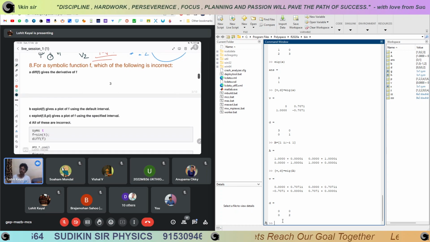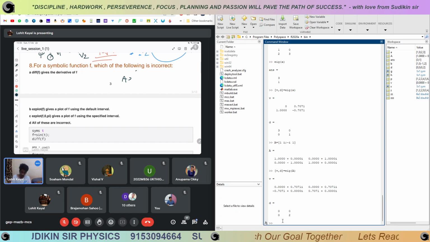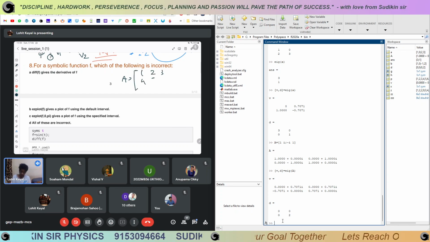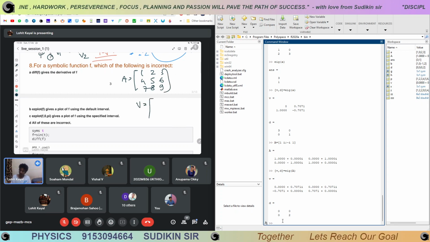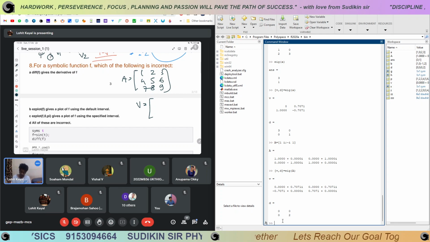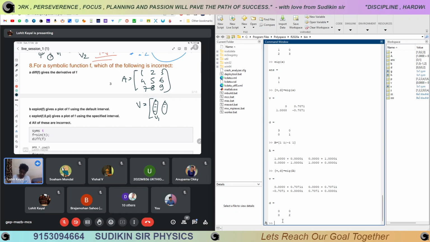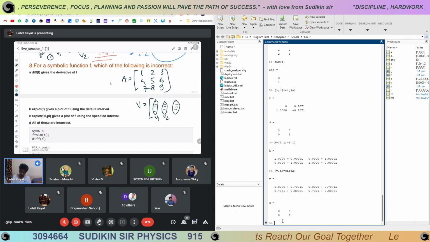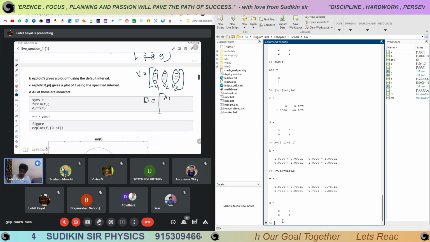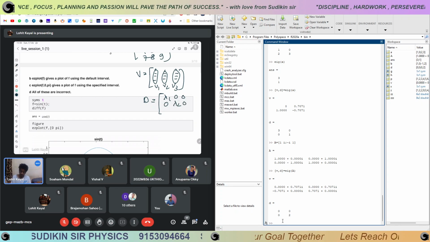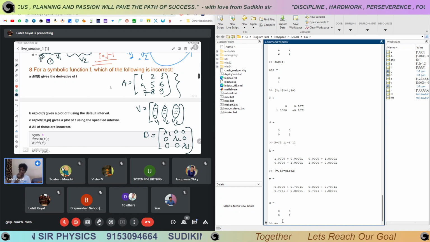Now you can try it at home for a 3 by 3 matrix. Suppose you take any matrix, 1 2 3 4 5 6 7 8 9. You will see that V will be a 3 by 3 matrix. This column 1, 2, 3 will be V1, again 1, 2, 3 is V2, again 1, 2, 3 will be V3. Similarly, D will be a diagonal matrix with lambda 1, 0, 0, 0, lambda 2, 0, 0, 0, lambda 3. You should try this to get handy with MATLAB.